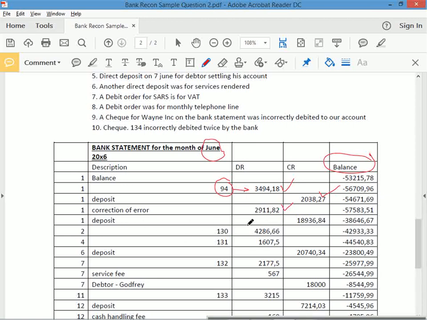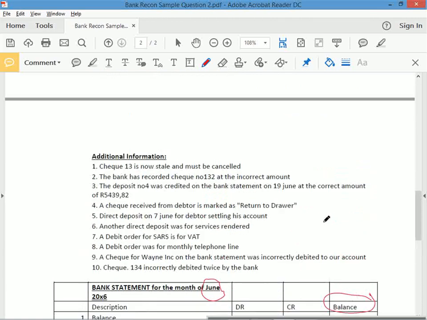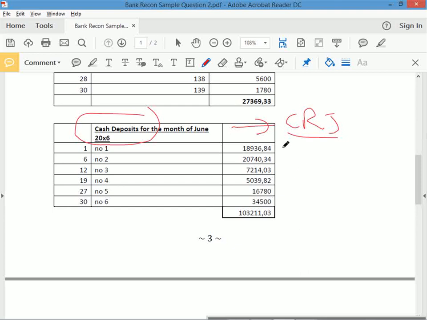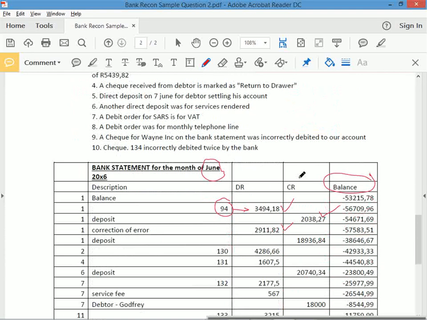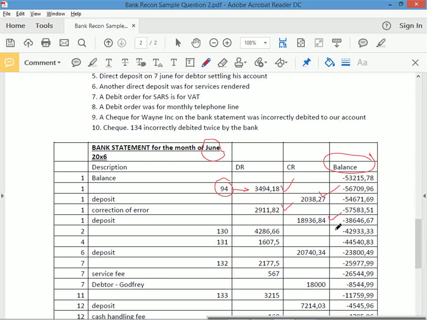Then we've got a deposit. Where would you want to see the deposit? In the cash receipts journal. Okay, we need to confirm my books and the bank's books. Right, so here's the deposit. 18,936. 18,936, is it there? There we go. 84 cents. Tick that amount. Tick this amount. Your books and the bank's books, 100% correct.